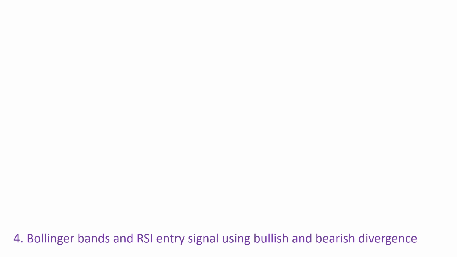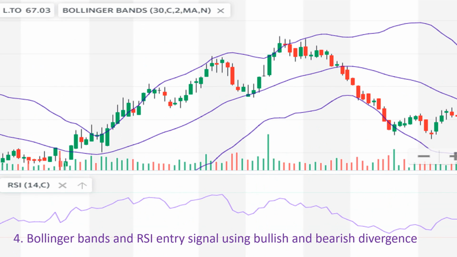The last golden trading strategy is Bollinger Band and RSI entry signal using bullish and bearish divergence. This is the price trend, L stock, D1 time frame. When price is making higher high but RSI is making lower high, we have a bearish divergence, and this is a sign of weakness. So traders should exit the trade. When price is making lower low but RSI is making higher low, we have a bullish divergence, and this is a sign of strength, and traders should enter the trade.